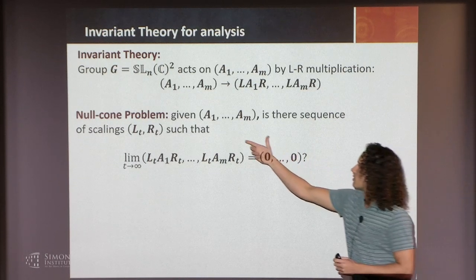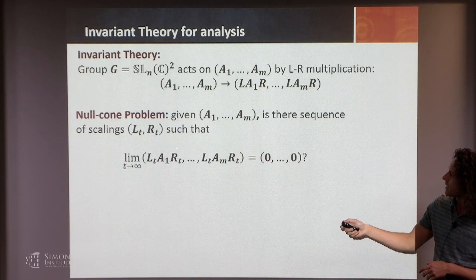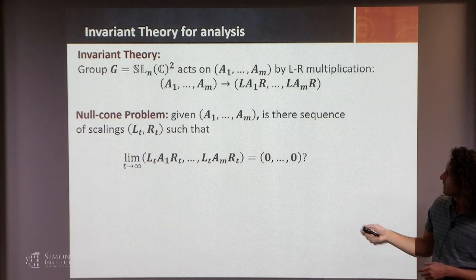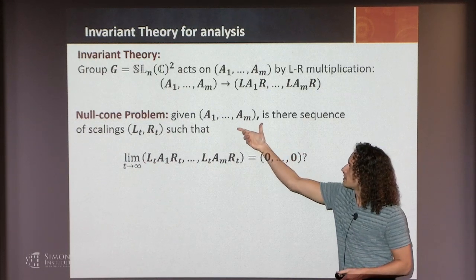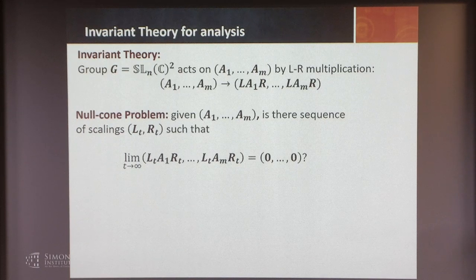Given this vector of matrices, is there a sequence of left and right scalings such that in the limit all of these matrices go to zero? Can I scale these points all the way down to zero? This is the null cone problem. It was defined by Hilbert back then in much more generality, or much less generality, depending on how you see it.